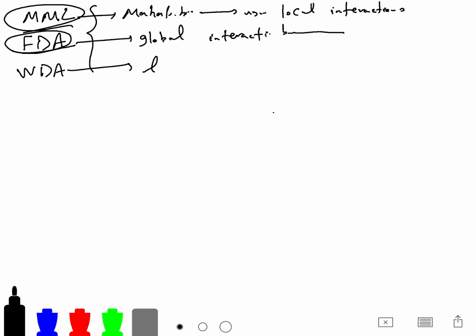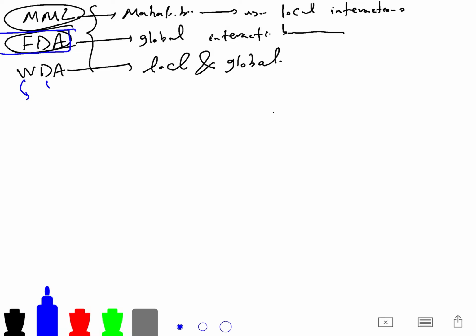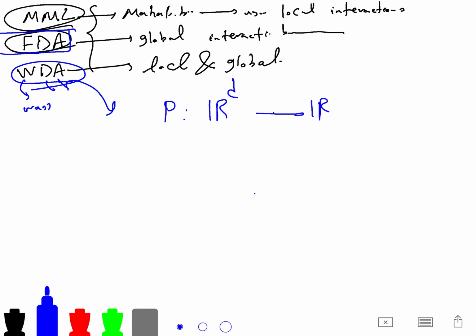So this one is a combination of local and global. That's why it is the generalization of Fisher discriminant analysis. So Wasserstein discriminant analysis is a generalization of Fisher discriminant analysis. We want to find this matrix which reduces the dimension from D to P, and P is your feature size. The reduced size is very much less than your original size of features.